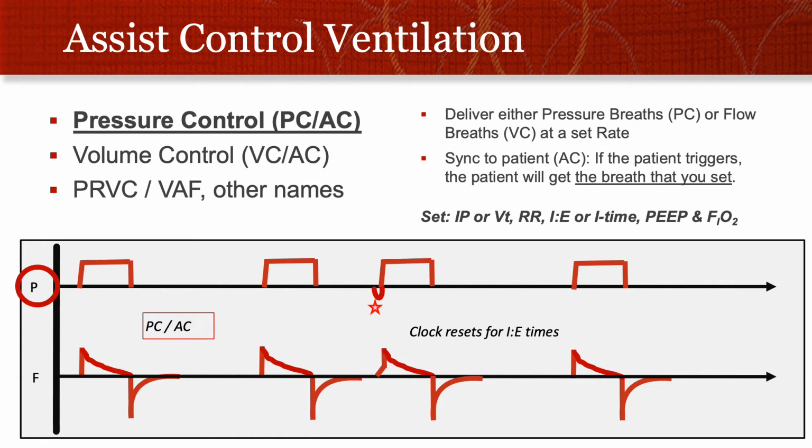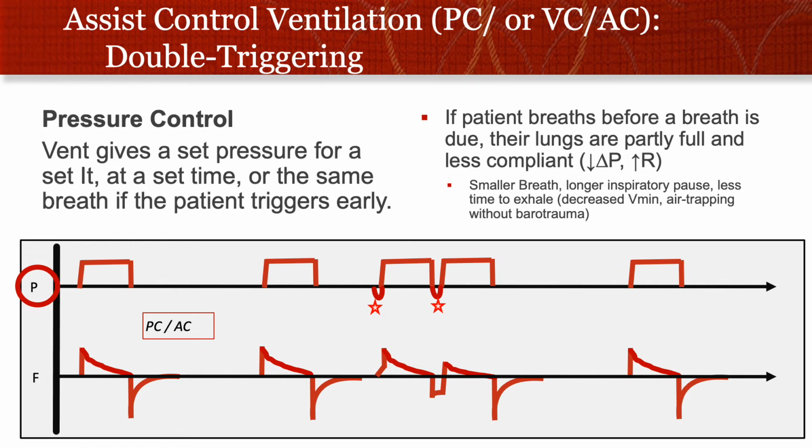And here's the same example for pressure control, where the vent delivers a pressure breath at a set rate, which you can see marching along here. And if the patient triggers, they get that exact breath that you picked, the administered pressure for a set time that you've picked, synchronous to the patient, and then the vent resets for the normal respiratory rate and I to E times that you've picked. Here's a pressure mode where they can take a breath in before they're due for one. And here what I've shown is something called double.